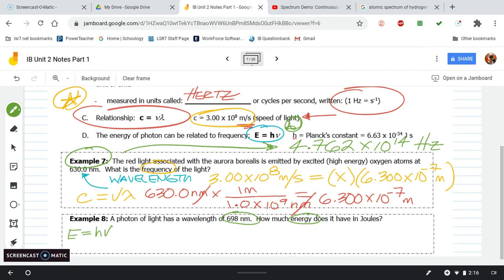So here's the problem. We don't have energy because that's what we're looking for. We do have Planck's constant, but we don't have frequency. So we don't have enough to solve this. So what we're going to have to do is use this formula that we used above. Speed of light equals frequency times wavelength, so we can get the frequency. So once we get the frequency, we can go ahead and dump it into that formula. Okay, so let's go ahead and do that.